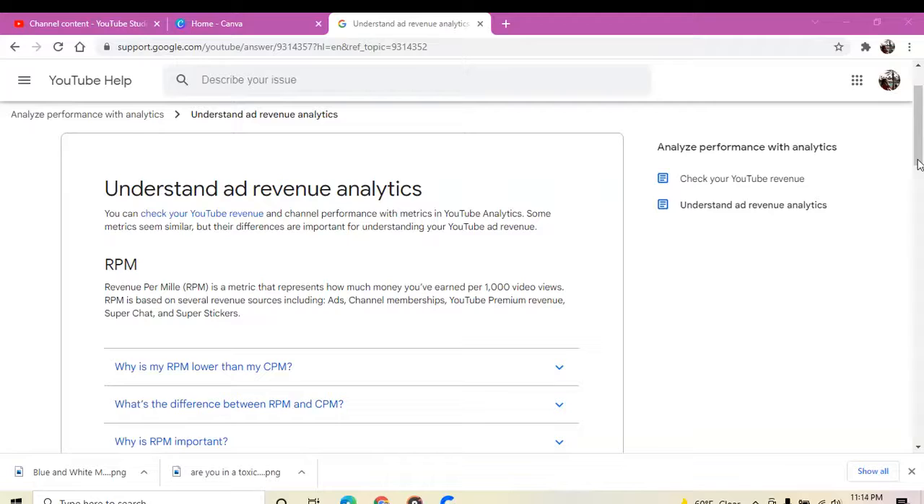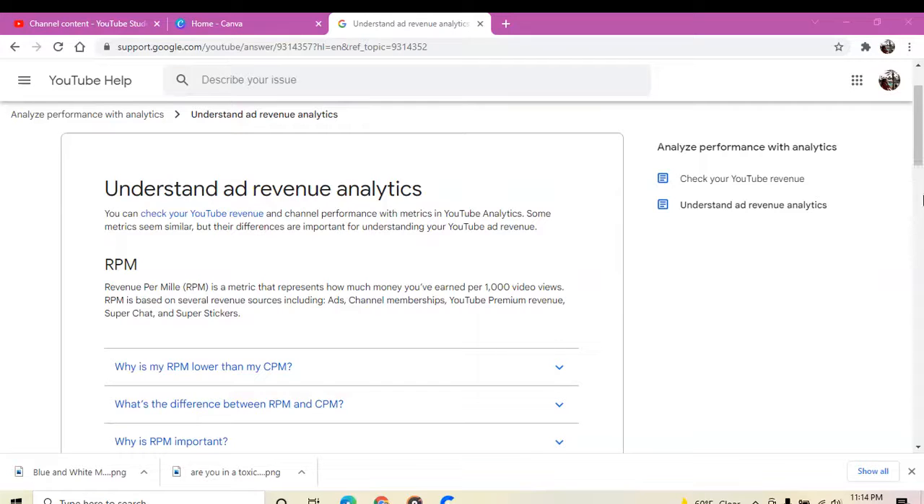RPM stands for revenue per mille, and it's a metric that represents how much money you've earned per 1,000 video views. So RPM is based on several revenue sources, including ads, channel memberships, YouTube Premium revenue, Super Chat, and Super Stickers.